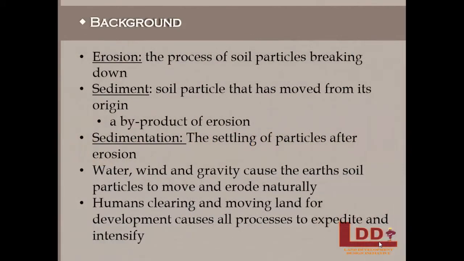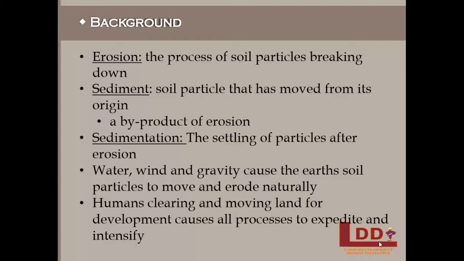To begin the background, we need to define three key terms: erosion, sediment, and sedimentation. Erosion is the process of soil particles breaking down. Sediment is soil particle that has moved from its origin, thus a byproduct of erosion. Sedimentation is the actual settling of these particles after erosion has taken place.